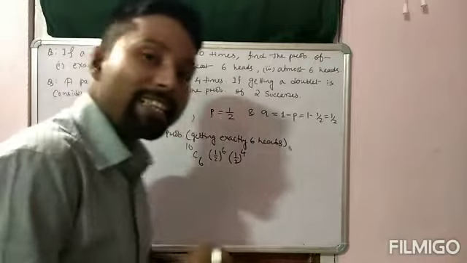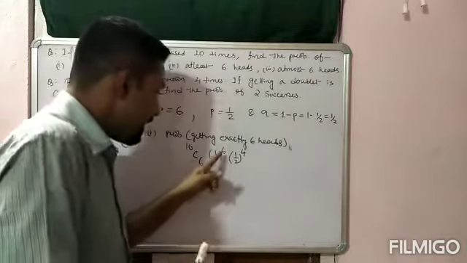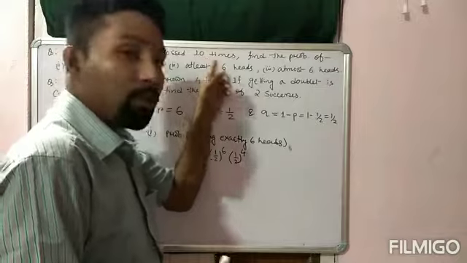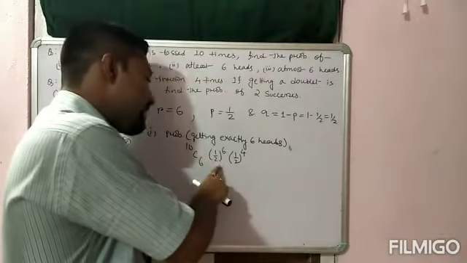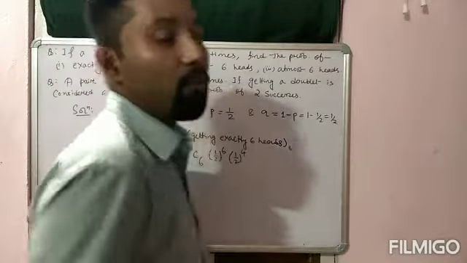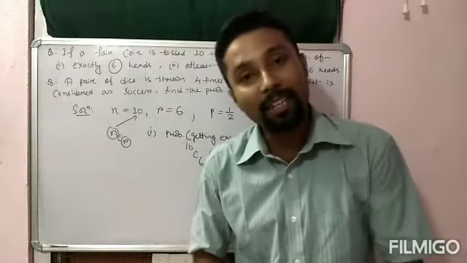If you want to check whether your answer is correct or not, you can check. How many times was the coin tossed? 10 times. So if success is 6, then failure must be 4, because 6 plus 4 should be 10 only. Okay.